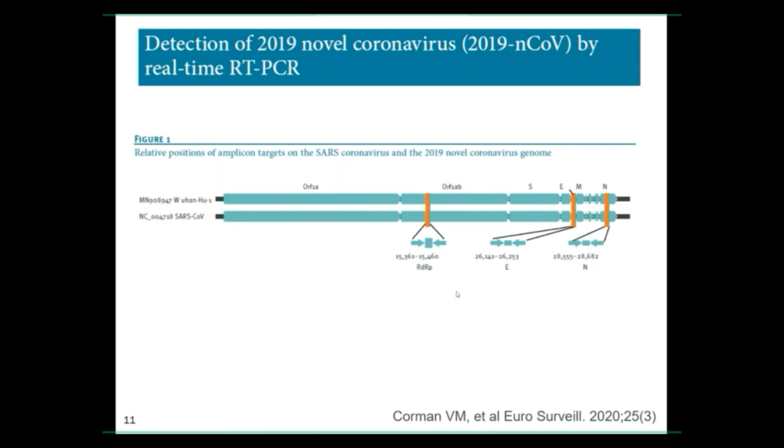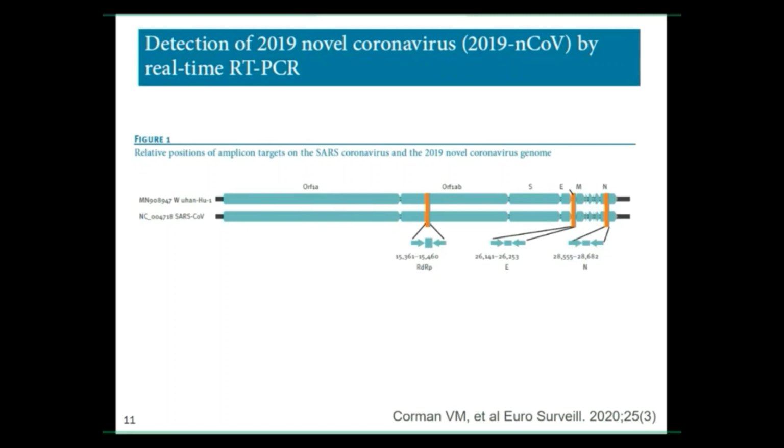Many of the European and Chinese studies target the open reading frame 1A or 1B, and many target the RNA-dependent RNA polymerase. And you'll see this becomes important. So the PCR test does not test the entire viral genome, and it doesn't test for live virus.